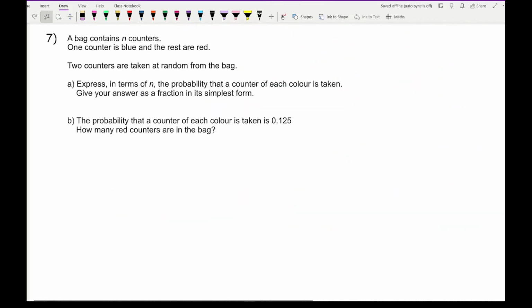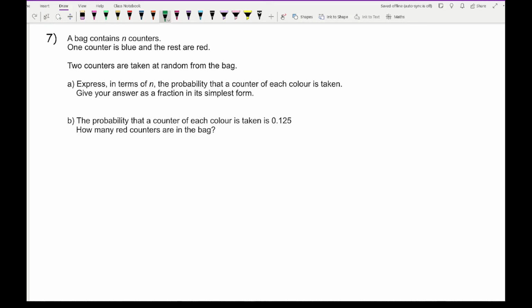Moving on to question 7, it says that a bag contains n counters. 1 counter is blue and the rest are red. 2 counters are taken at random from the bag. Express in terms of n the probability that a counter of each colour is taken. Give your answer as a fraction in its simplest form.